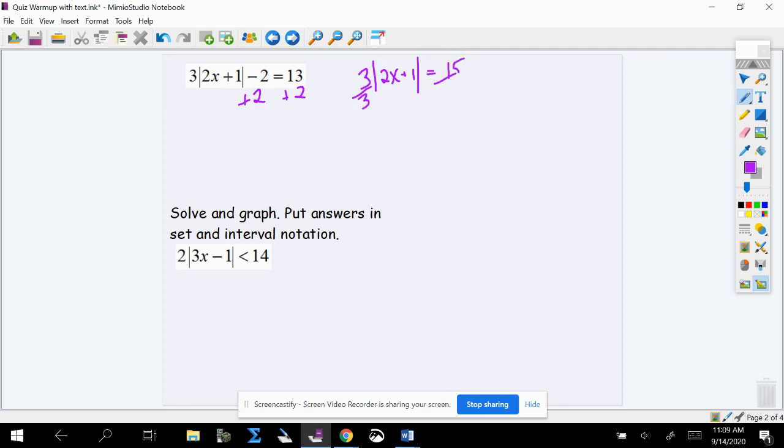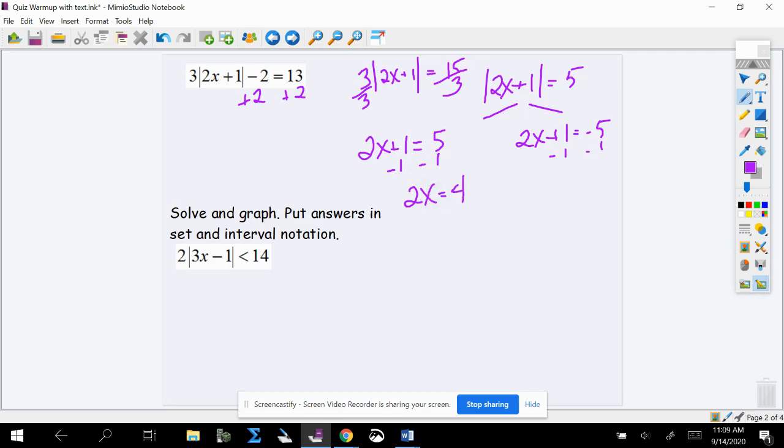Then I'm going to divide by 3. So I have 2x plus 1 equals 5. Once you have it isolated and it's an absolute value equation, you're going to break it down into 2 solution paths. One is going to be 2x plus 1 equals the positive 5, and one is going to be 2x plus 1 equals the negative 5. Subtract 1, and you can do that all the way across. So you get 2x equals 4, and then subtract 1, you get 2x equals -6. Divide by 2. We get -3 as one solution. We get 2 as the other.